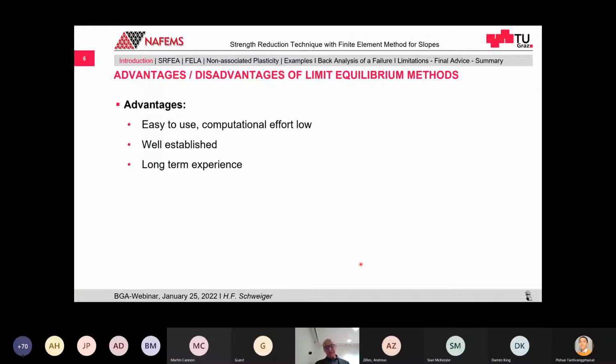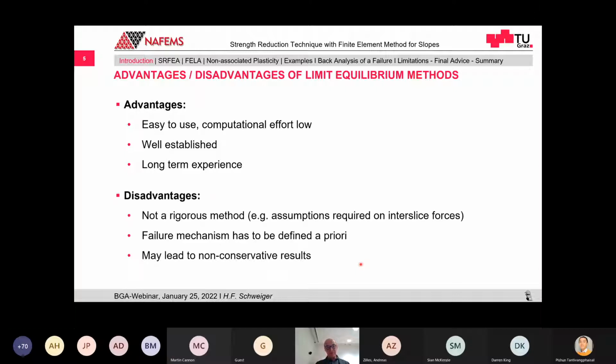Now, the advantages, of course, are that it's easy to use, computational effort is very low, it's well established, and we have a long-term experience. Now, the disadvantages: it is not a rigorous method because, for example, you have to make some assumptions on the interslice forces, and that means it is not an analytical solution. Some people in practice think, well, this is an exact solution. It is not. Then I mentioned already, you have to define a failure mechanism a priori, and actually it may not always lead to conservative results, as I will show in one of the examples later on.